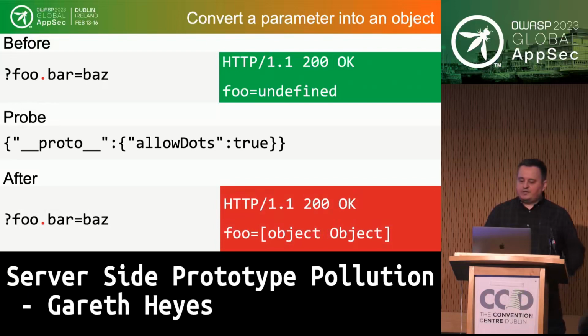So this can be used to verify you've got prototype pollution, and it can also be used in other attacks that require a specific object structure, where the Express server is not configured to allow objects in the query string. You can change that and use it in that way.